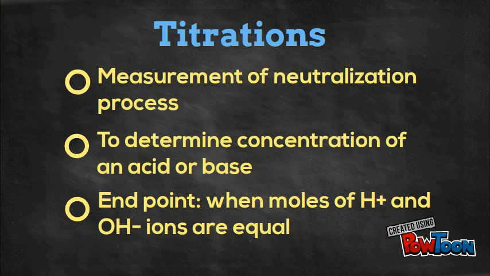Titrations go along with neutralization reactions, and it's basically the measurement of the neutralization process. Its purpose is to determine the unknown concentration of an acid or base, and the endpoint is basically the point of neutrality, so when the moles of hydrogen and hydroxide ions are equal.